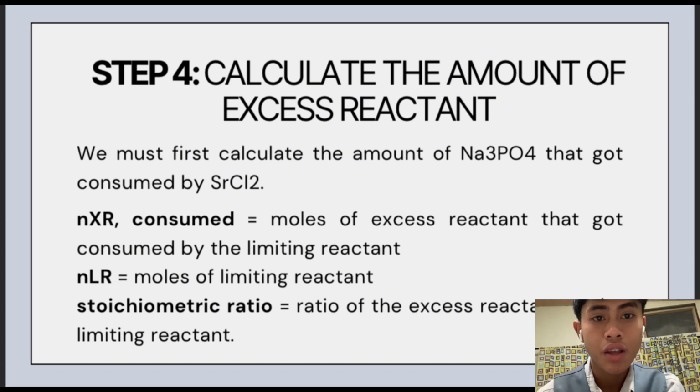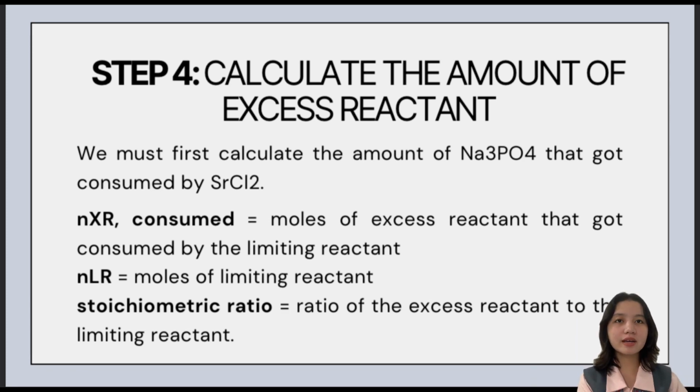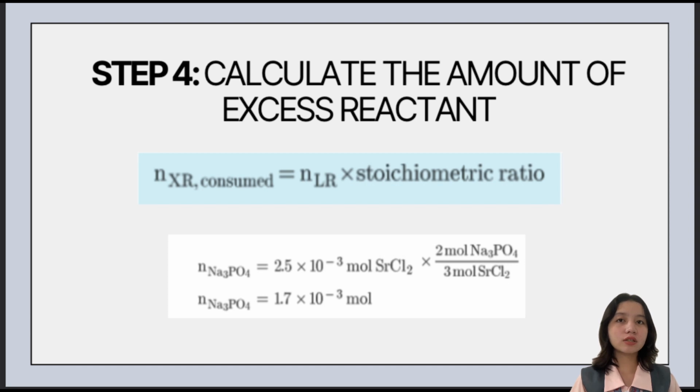SrCl2 is the limiting reactant. Therefore, Na3PO4 is the excess reactant. To determine the amount of excess Na3PO4 left after the reaction, we must first calculate the amount of Na3PO4 consumed by SrCl2. So, n_XR consumed equals n_LR times the stoichiometric ratio, wherein n_XR is the moles of excess reactant that got consumed by the limiting reactant, and n_LR is the moles of limiting reactant.